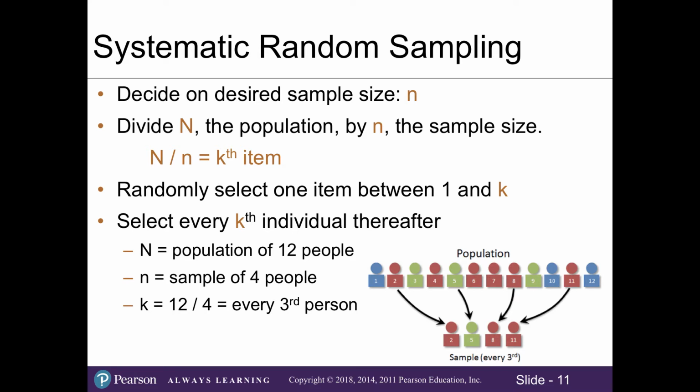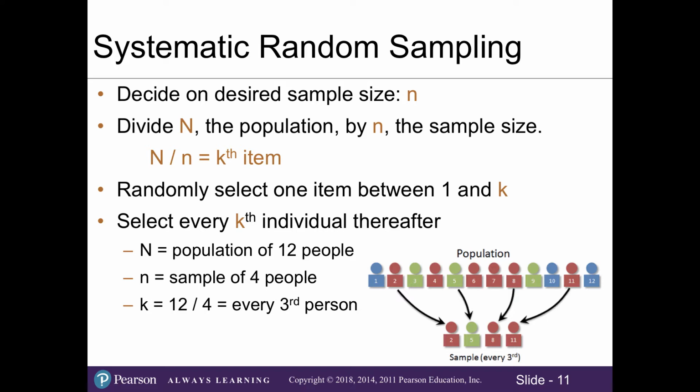We also have systematic random sampling. Here we want to identify a particular sample size, denoted lowercase n. Then we divide the population size, uppercase N, by it, and that will give us our K item. So what we'll do is randomly select an item between 1 and K and select every K-th individual after. For example, if you have a population of 12 people and you want to take a sample of 4, we take our population size of 12 divided by our sample size of 4, and that tells me I need to pick every third person out of the group.